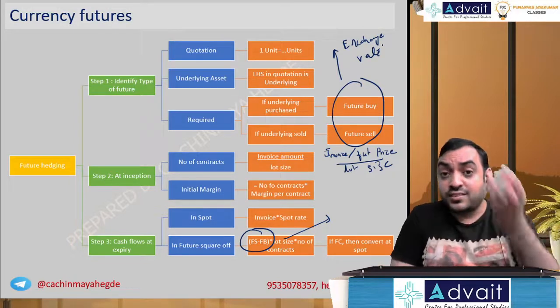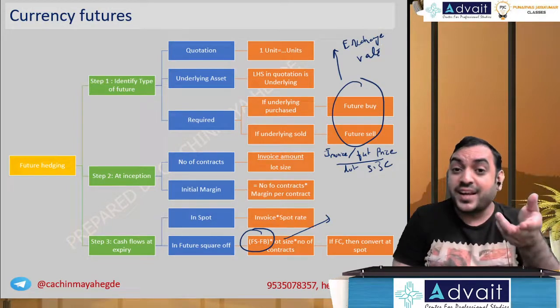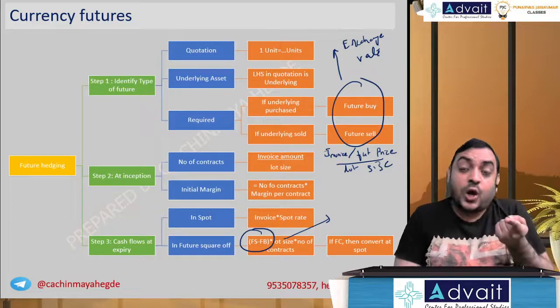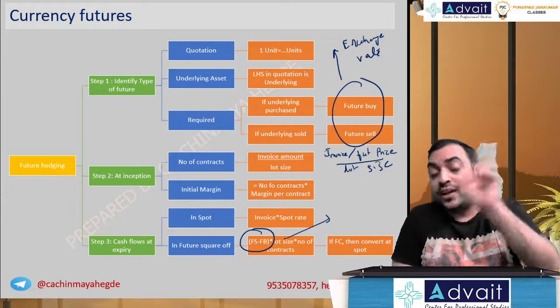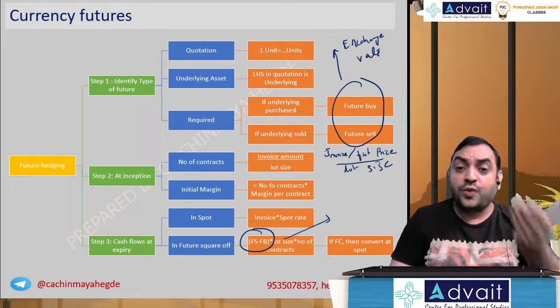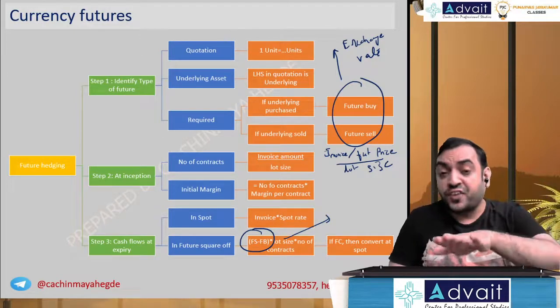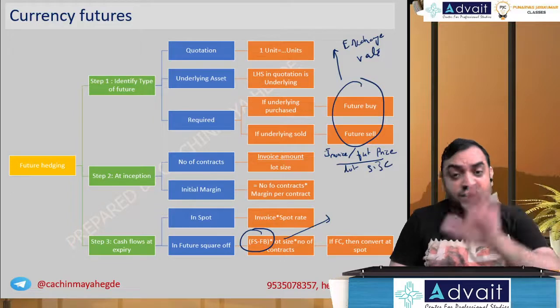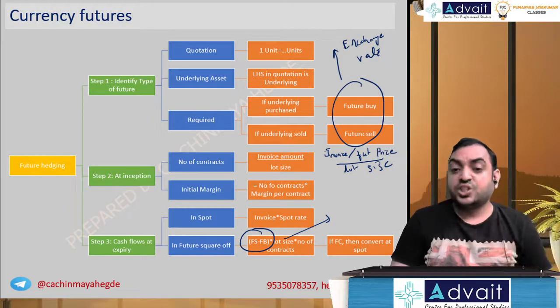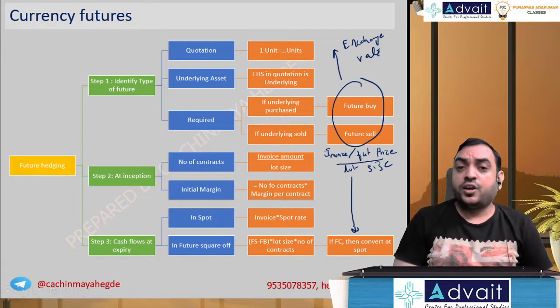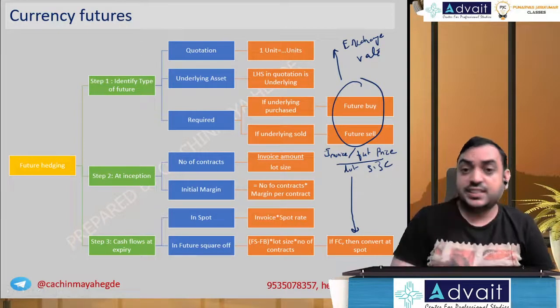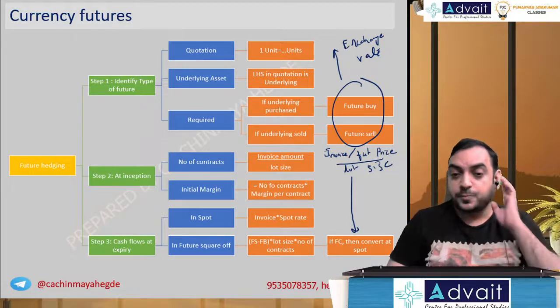So when lot size in rupees is multiplied by the exchange rate, you get the answer in dollars, foreign currency. Then you get one extra step: you will have to convert it at the spot rate. If it is a profit, spot sell rate. If it is a loss, you have to compensate at spot buy rate. So this situation will arise whenever invoice and lot size are different.